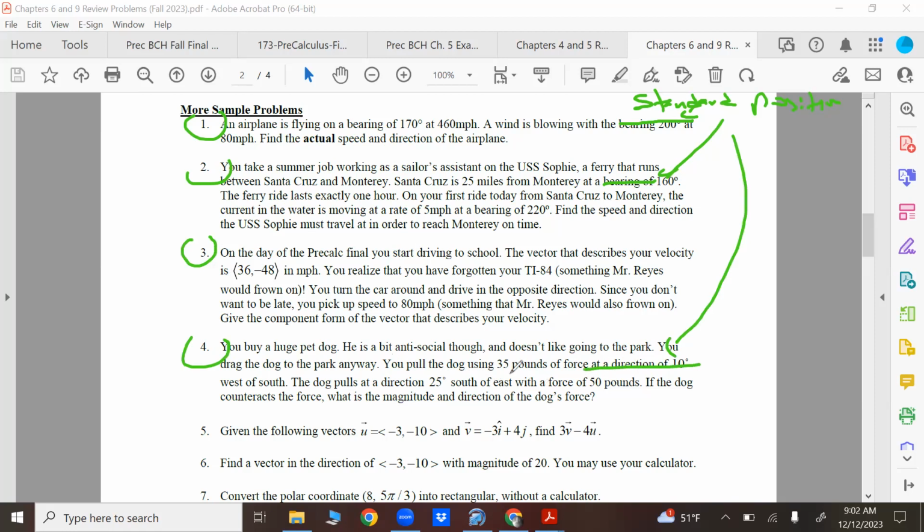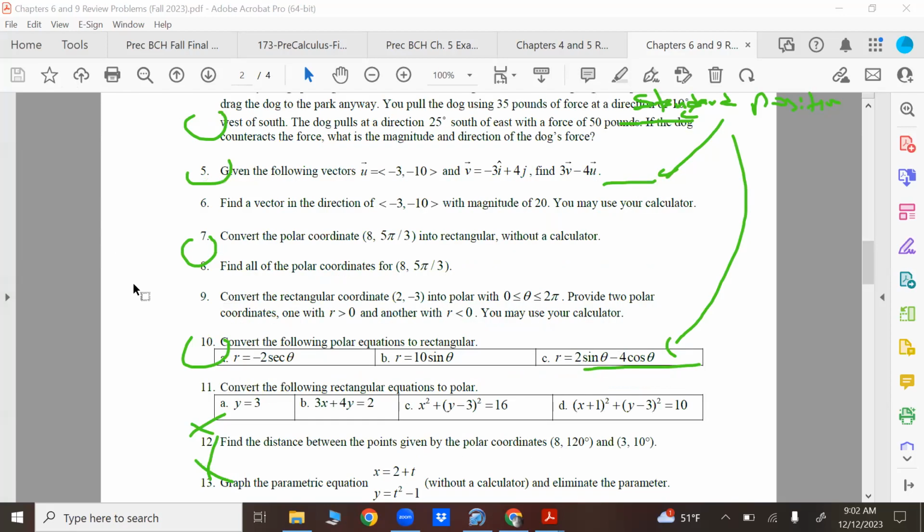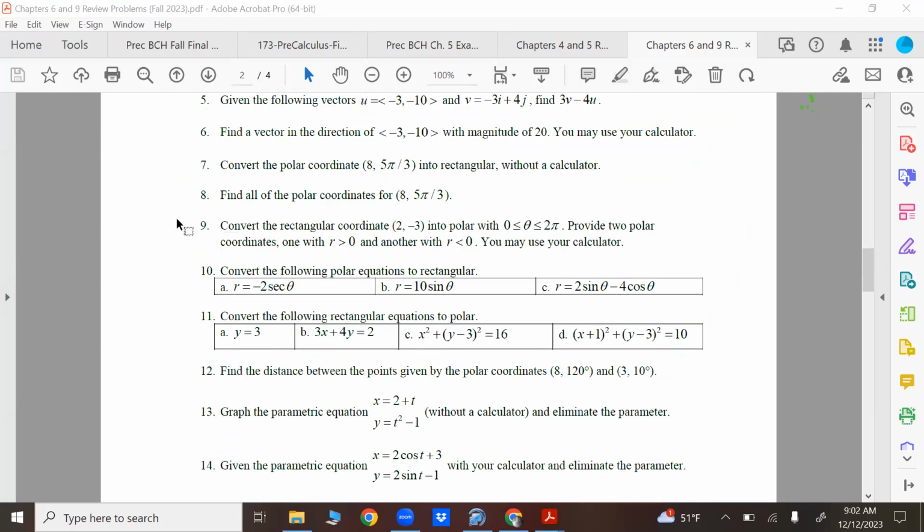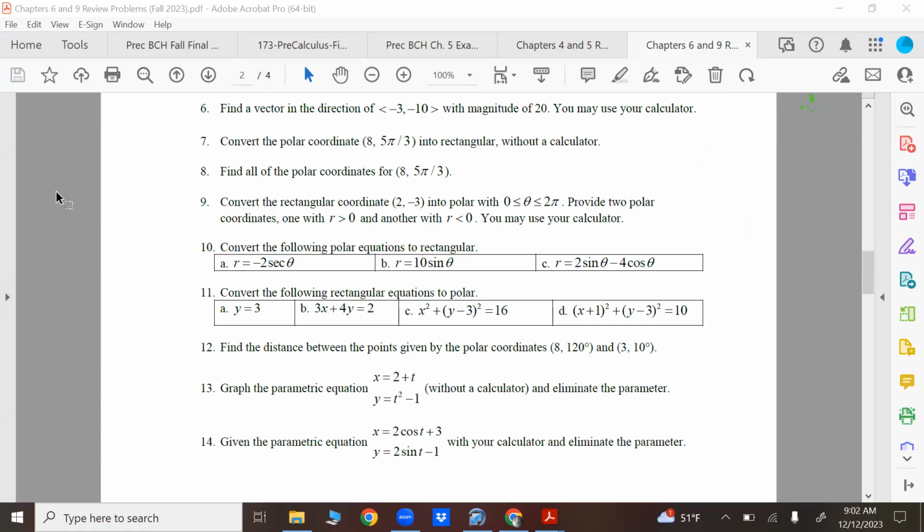Won't be like that. 5's too easy. 6 is too easy. Definitely 7. I did talk about converting. You should know 8. Should know 9. Definitely these 2 for sure. Not gonna be asking that, or that.